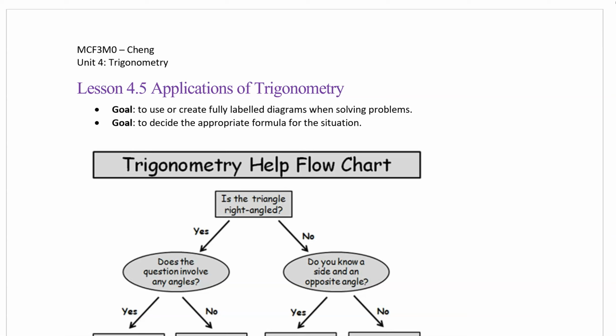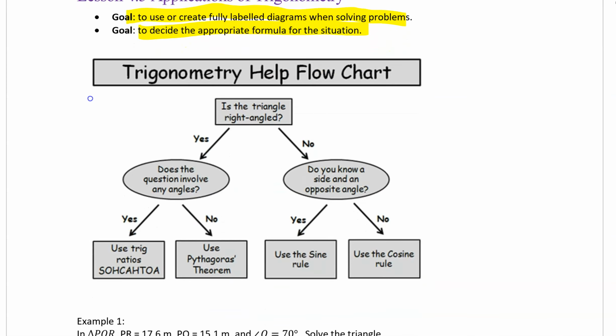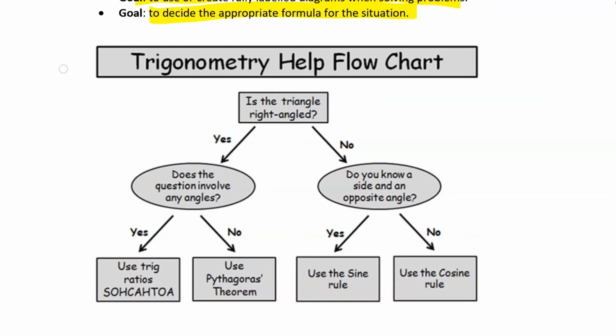We've got two goals here. The first one is to use or create fully labeled diagrams when solving problems. And the second one is to decide the appropriate formula for the situation. You want to do the second goal after you do the first one, because you want to look at what you're working with, right? And I've got a handy dandy trigonometry help flow chart right here. We'll have a quick look at that.